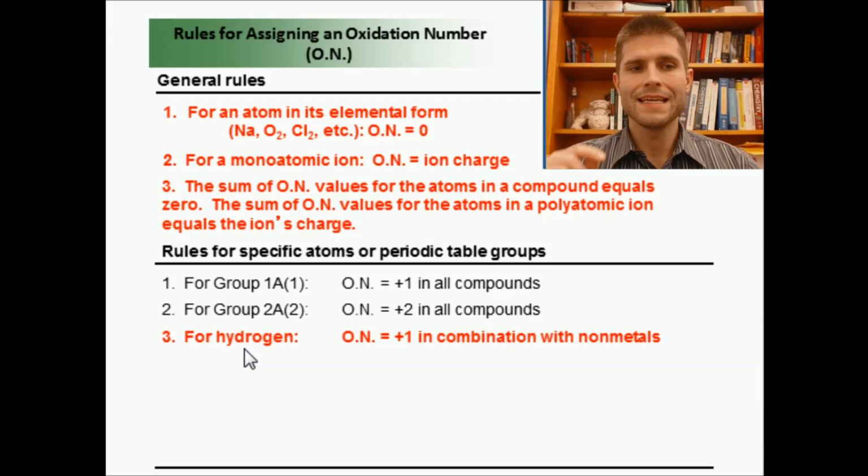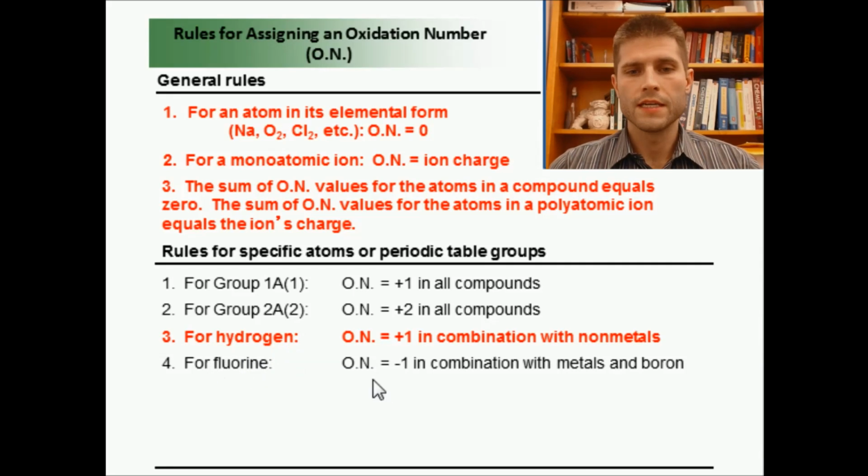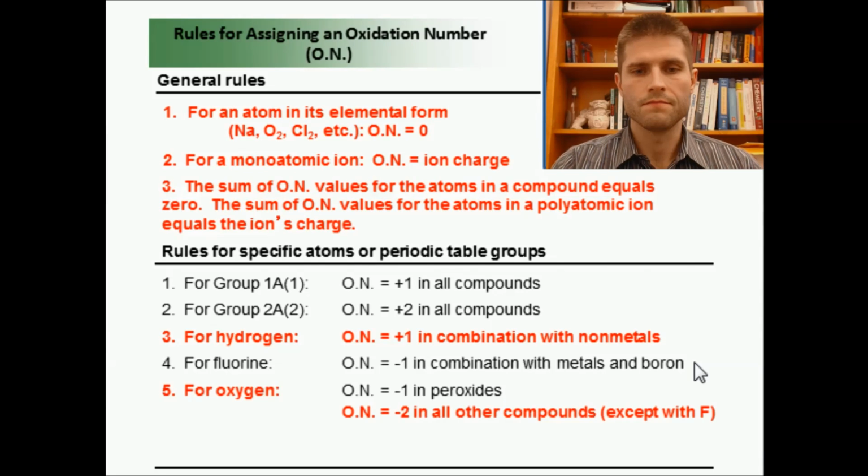So very similar to what we already know. Hydrogen in this class is going to be a +1 in combination with nonmetals. And for this class, I don't think we're ever going to come across a case where hydrogen is not a +1. If it is, I will tell you that right off the bat. I will never have you calculate hydrogen that's not a +1. Assume that it's a +1 when it's bonded to nonmetals. Fluorine is a -1 in combination with metals and boron. That makes sense. Fluorine's a halogen. It's going to form a -1 when it's bonding to any metal.